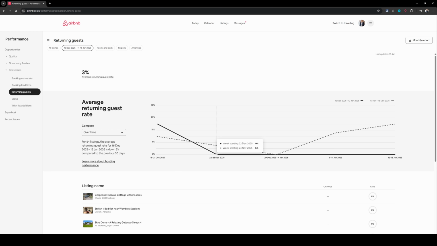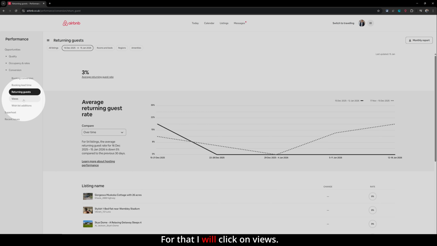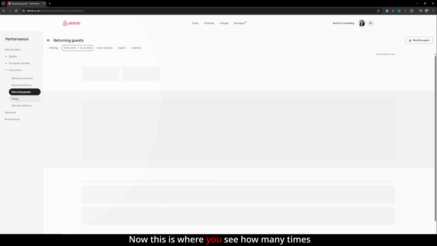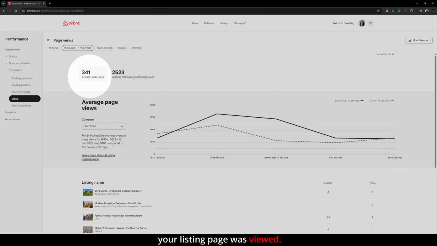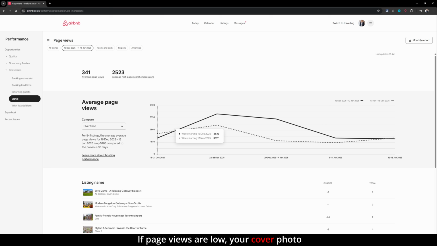Now let's move into visibility. Are people even seeing your listing? For that, I will click on Views. Now, this is where you see how many times your listing page was viewed. Page views tell you listing appeal after search, not search visibility itself. If page views are low, your cover photo may be weak, your pricing may be uncompetitive, or your title may not be clear. And if page views are high but bookings are low, pricing structure is usually the issue. Cancellation terms may be too strict, or your cancellation fee or extra charges may be hurting conversions. So often hosts blame the algorithm, but most of the time it's the offer, not the platform.